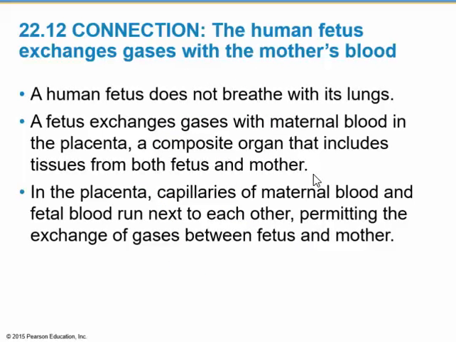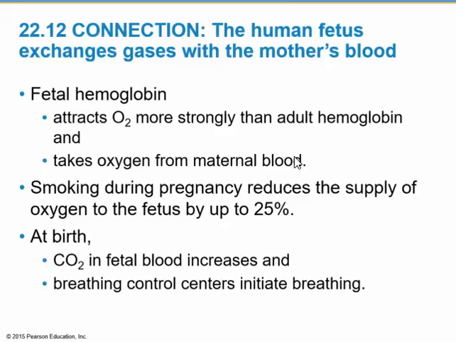Now, a human fetus in the womb does not breathe with its lungs. The lungs are not functioning while the baby's in the womb. Exchange of gases takes place with the placenta between the fetal circulation and the maternal circulation. Now, fetal hemoglobin ties up oxygen, has a stronger affinity than adult hemoglobin. And so the baby will take oxygen directly from the mother's blood.